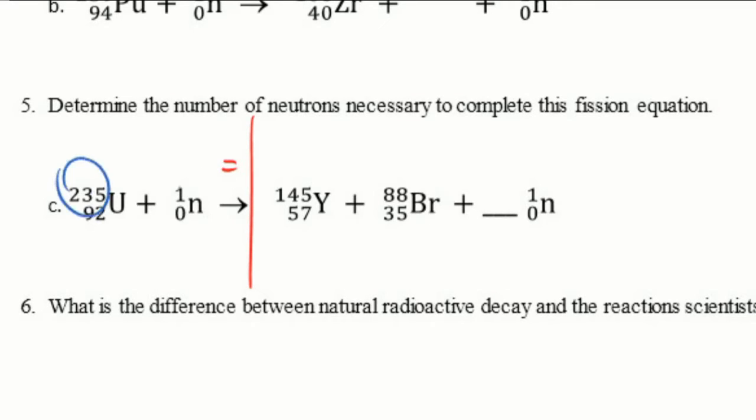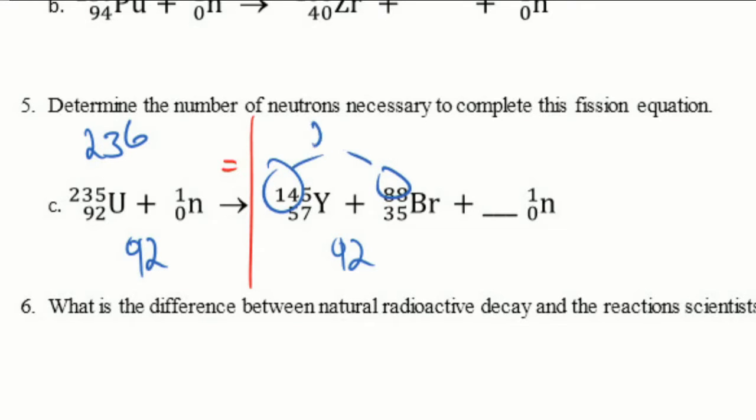So on the top here I have 235 and 1 together gives me 236. And then on the bottom I have 92 and 0 is 92. 57 and 35 gives me 92, so that works out because I know I have 0 here. And then on the top I have 145 and 88. What's that going to give me? 145 and 88, 233. So these two together give me 233.